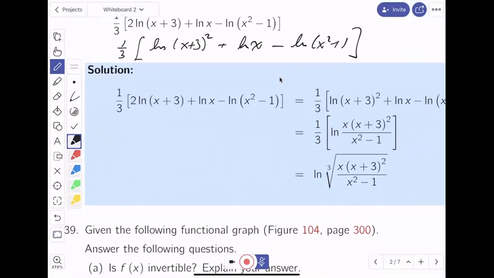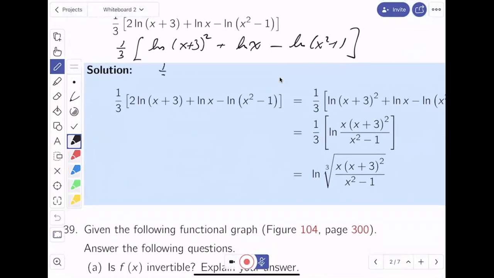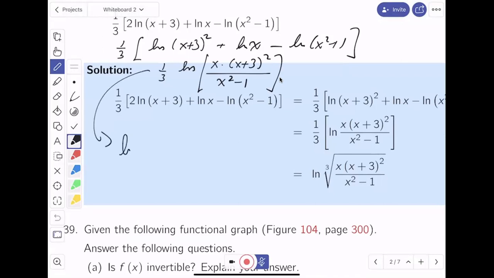All right, let's keep going. And this is going to be 1/3. And let's see, ln, this is going to be x times (x plus 3) squared over x squared minus 1. That's not so bad. I got that covered. And now I know this is 1/3 on the outside. It really means a cube root. So I'll write this over here. This is going to be ln of the cube root of x times (x plus 3) squared over x squared minus 1.